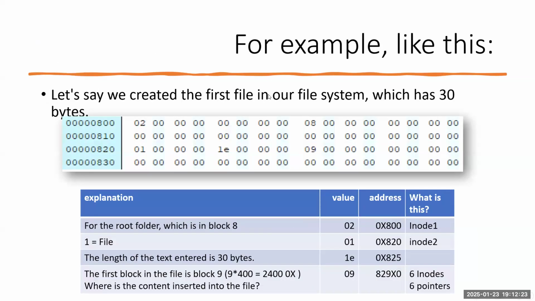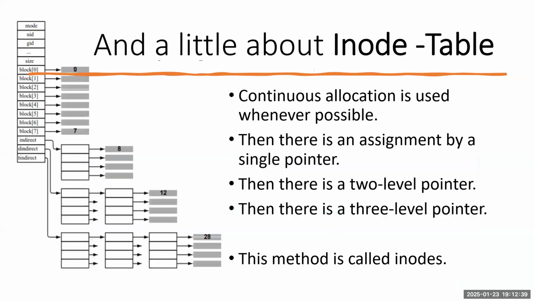Okay, so let's say we created the first file on a system, which has 30 bytes. So, how's it gonna look? At 800, that's our first item, that's our first inode.